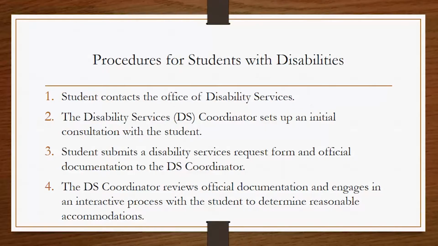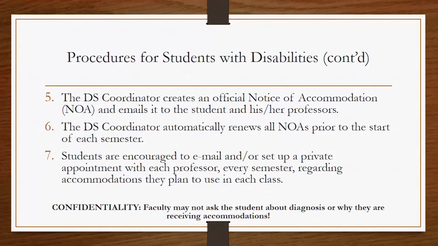After reviewing the documentation and DS request form, the Disability Services Coordinator creates an official Notice of Accommodation, also called an NOA. An NOA lists all of the reasonable accommodations the student is eligible for, and the coordinator is the only person that can make this decision. This is an individualized process to remove barriers, not lower any standards. The DS coordinator then emails the student's official NOA to the student and all current professors in that semester. The Disability Services Coordinator automatically renews all NOAs prior to the start of each semester.